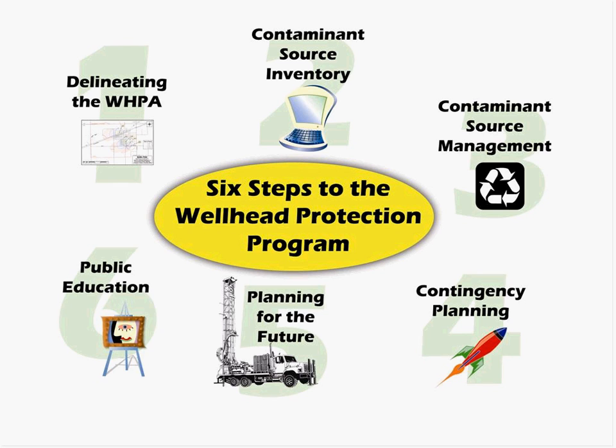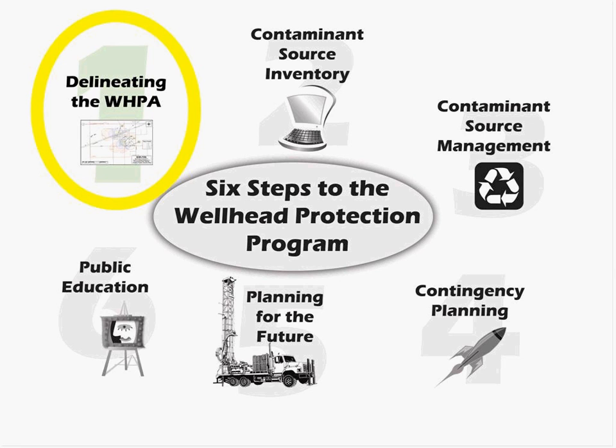There are 6 steps to Nebraska's Wellhead Protection Program. These include first, identifying or delineating an area to focus on. Second, completing an inventory of potential contaminant sources. Third, managing these potential contaminants. Fourth, planning for emergencies. Fifth, planning for the future. And last, but more of something that's kind of woven throughout all 6 steps, is public education and participation.